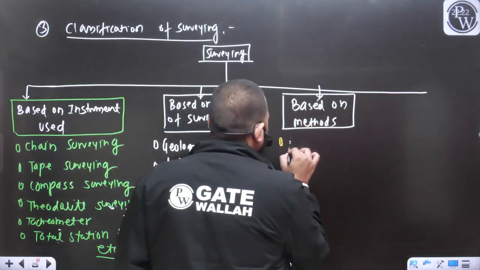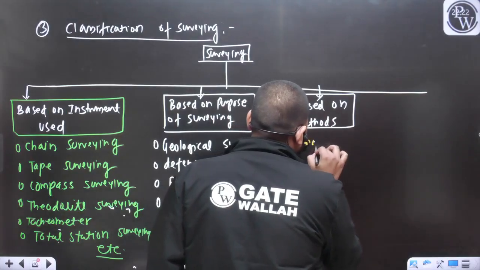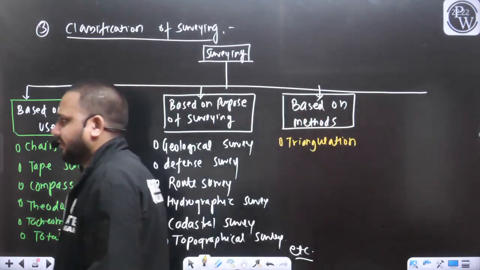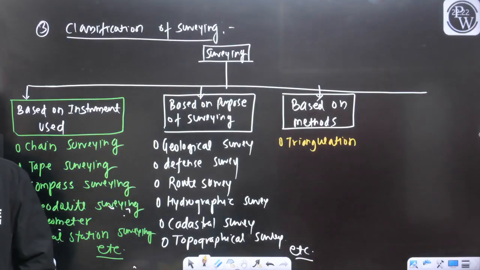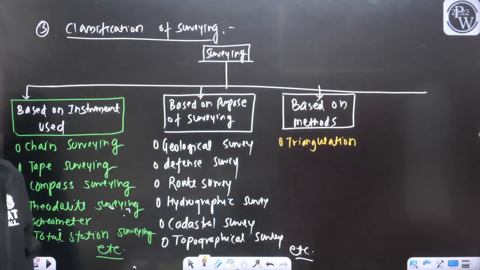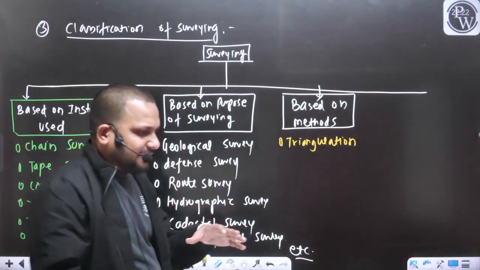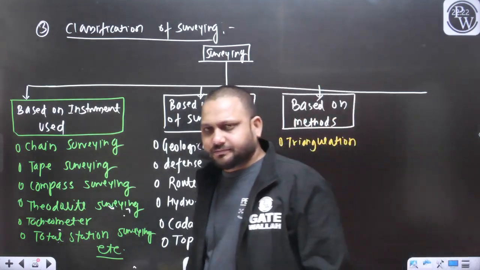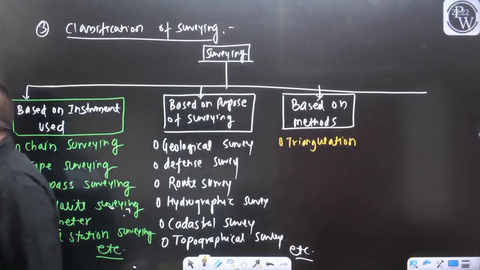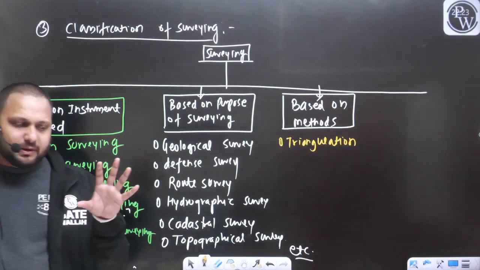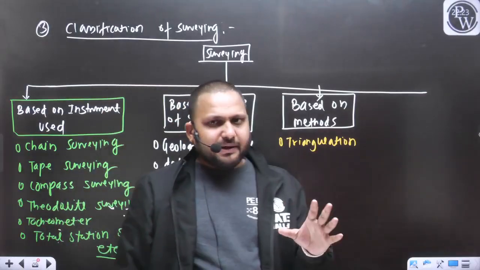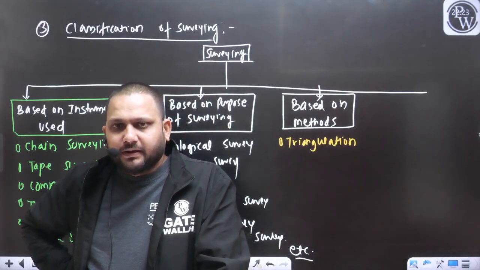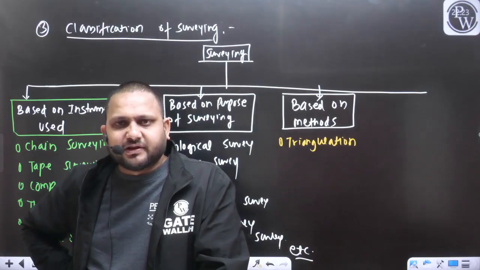Like we can go for triangulation. We can apply the method of triangulation for the collection of data. What is triangulation? In the case of triangulation, you can divide the entire area which is to be surveyed into small triangles. You can collect the data about the entire big area by dividing it into a small number of triangles. And that methodology is known as the triangulation survey.